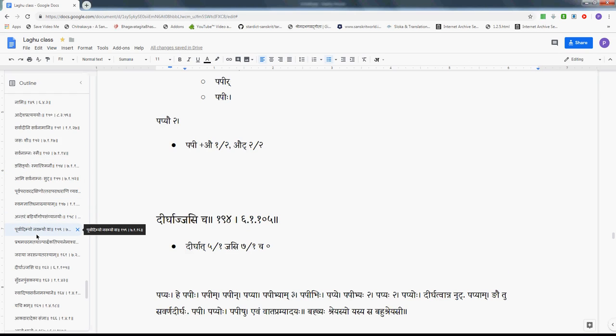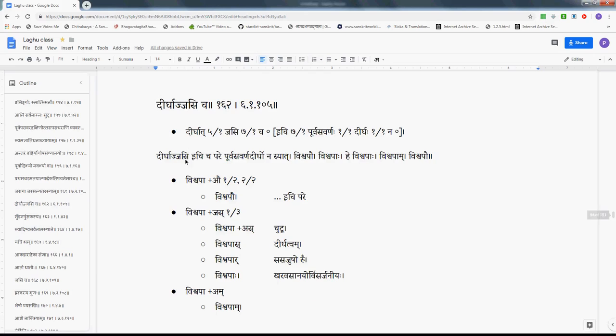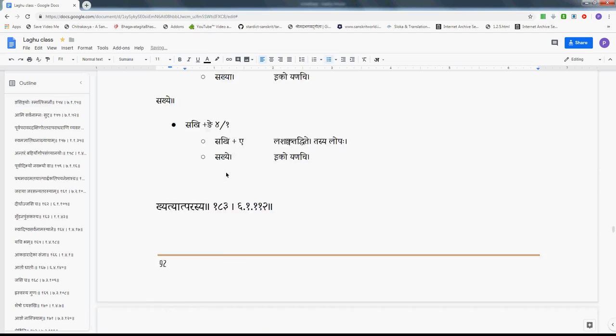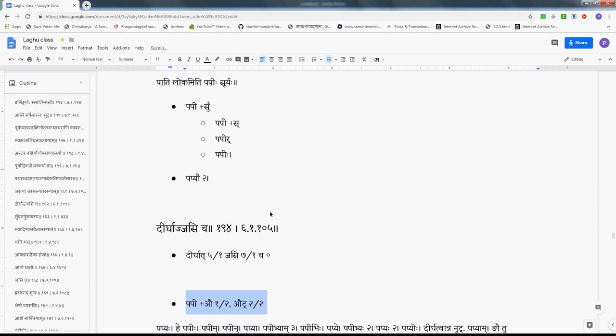What happened is that Ichi is there as anuvritti. Last time also there was some confusion. So let me just preempt the error that I am about to make. Dirgha Jasi, what is Dirgha Jasi Ichi Cha? So Ichi is also there. Yeah, Ichi. So this Ichi anuvritti, if you don't take, then it will be applicable to Jas only. So it is not for Jas. So what we have done is right. What we were doing is right.